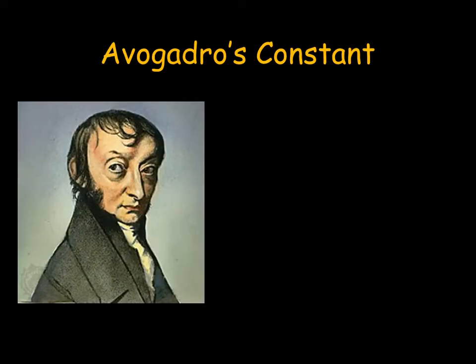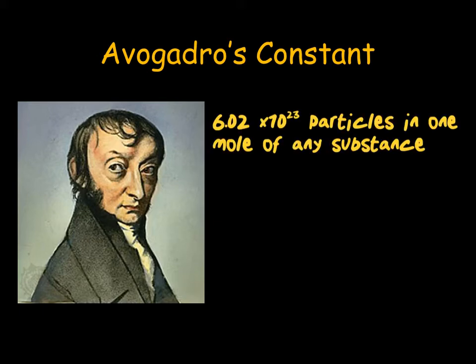We can work out moles due to Avogadro's constant. This is Avogadro right here. Avogadro's constant states that there are 6.02 times 10 to the 23 particles in 1 mole of any substance. 6.02 times 10 to the 23 is equal to this number. This is why we write this in standard form as 6.02 times 10 to the 23. This is a huge number of particles. We can use this number in order to work out the number of atoms in a specific number of moles.